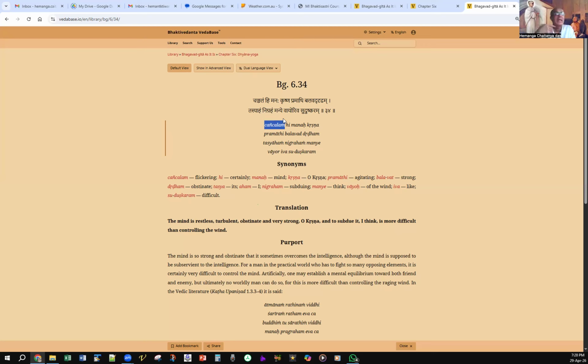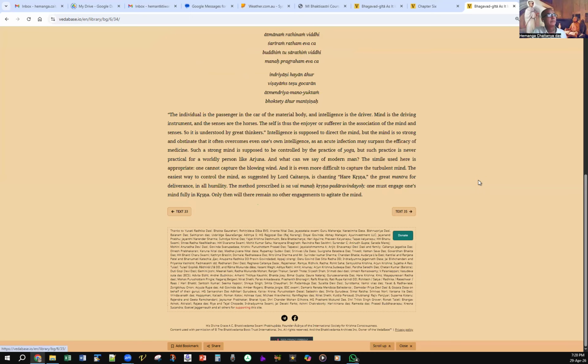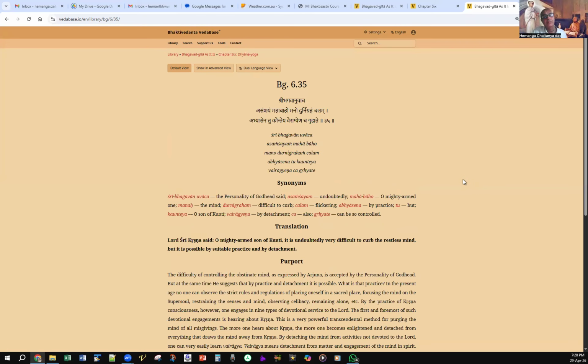So you have to ask. So Arjun is asking that question. He's saying, I cannot stop my mind. Nigraha, I cannot do nigraha. I cannot control my mind, although I'm very, very powerful, I can control the wind. Very practical question. Now in 35 and 36, Krishna will respond.